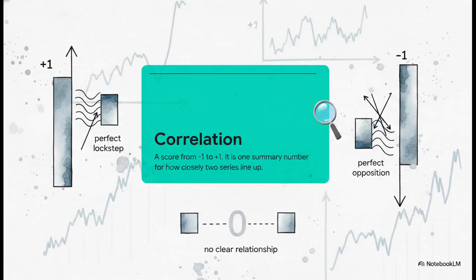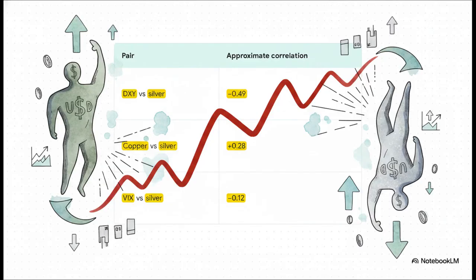Now, to really understand these dance partners, we need a quick word on correlation. Don't worry, it's just a simple score from -1 to +1. If you get a +1, it means two things move in perfect lockstep. A -1 means they're perfect opposites. And a 0 just means there's no real connection at all. Easy enough, right? Okay, look at this.